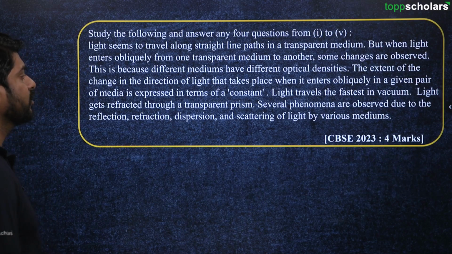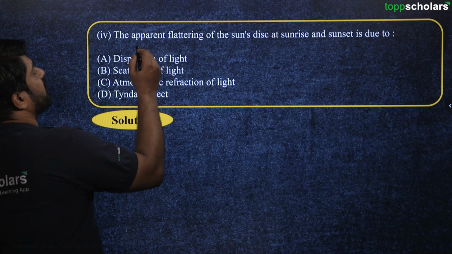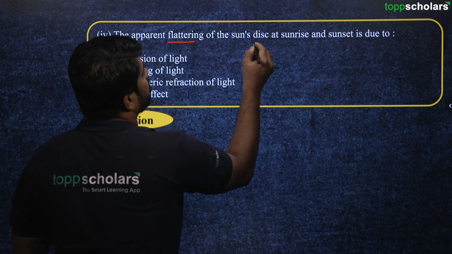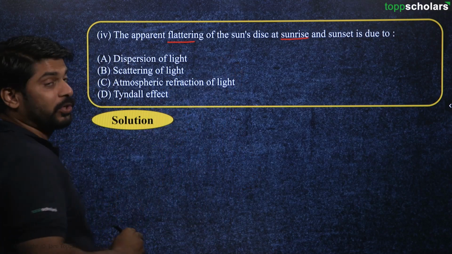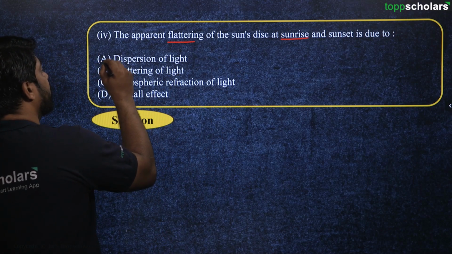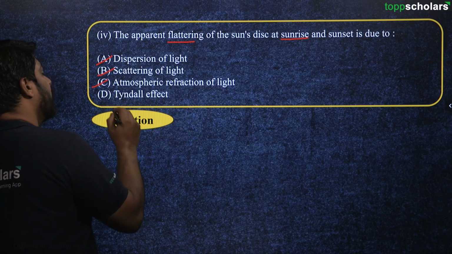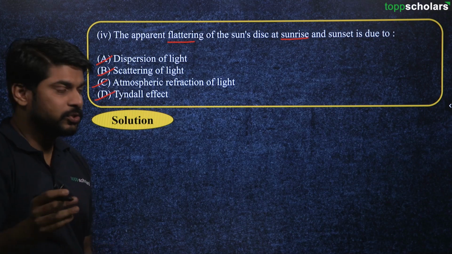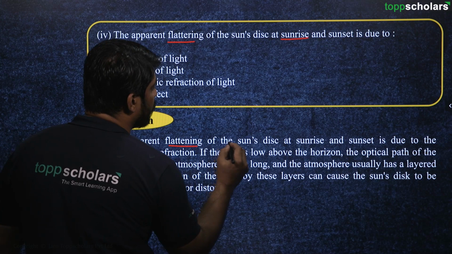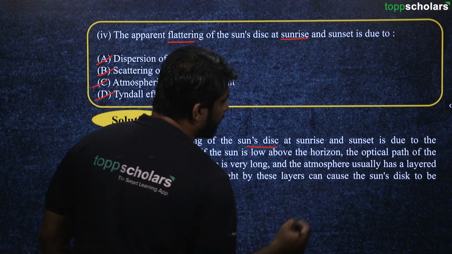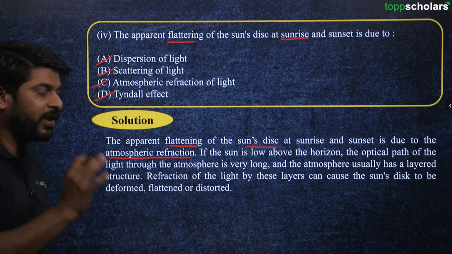Moving on to the next, again this is the case. So let's move on to the next question. The next question is, the apparent flattening of the sun's disk at sunrise and sunset is due to what? We have got four options: dispersion, scattering, atmospheric refraction of light, and the last one is Tyndall effect. As we know, the answer is very simple. The apparent flattening of the sun's disk at sunrise and sunset is due to the atmospheric refraction.